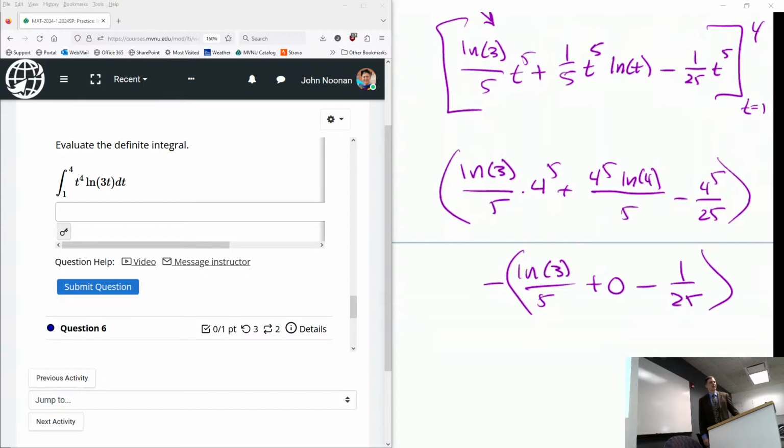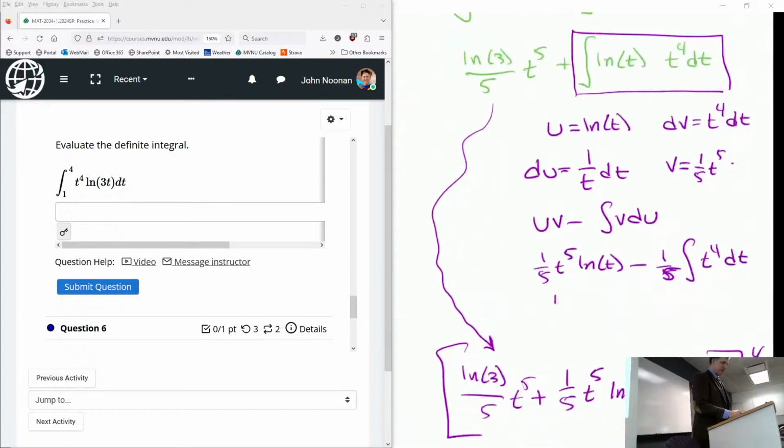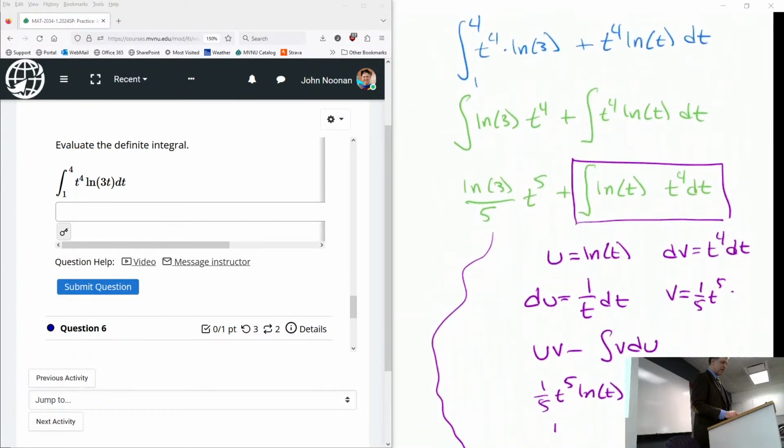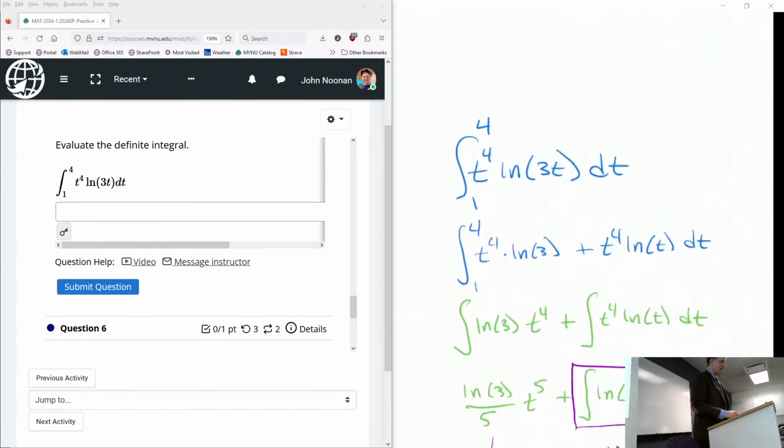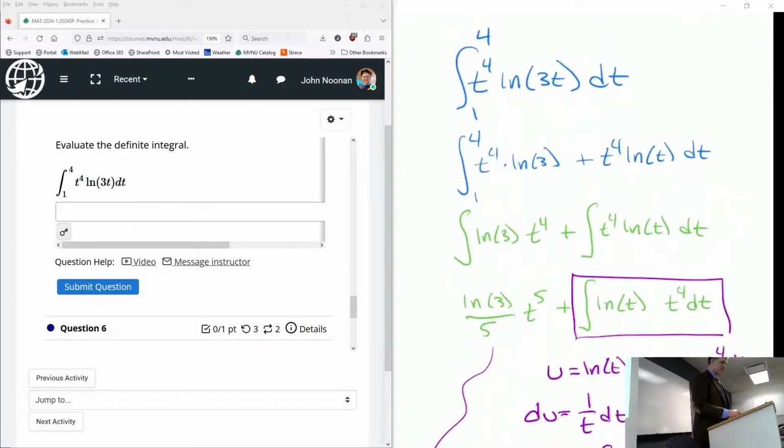So I know I blew through that, Jackson, but did that at least give you some hint as to where you might go with this one? So yeah, the reason why we did all the work before the integration by parts is because it had two values inside the natural log. I had to deal with that. You know what? We split it into two natural logs because it's 3t instead of just t.